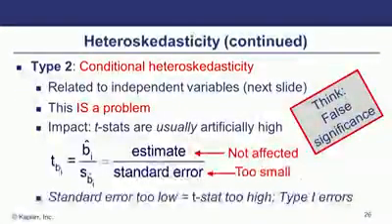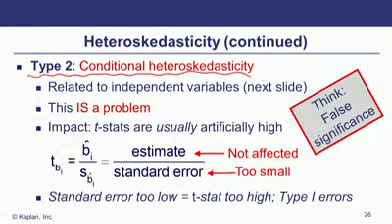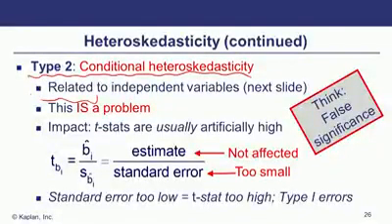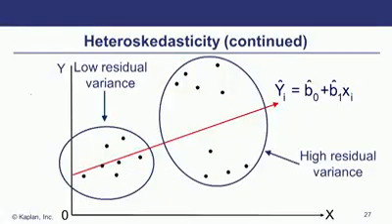The second one, type 2, is a little bit more problematic. This is your conditional heteroskedasticity. This is when the variance is not constant, and it is also related to the value of the independent variable. In fact, the next slide will show you what I mean in a picture, so I'll come back to this slide, but let's have a look at the actual problem.